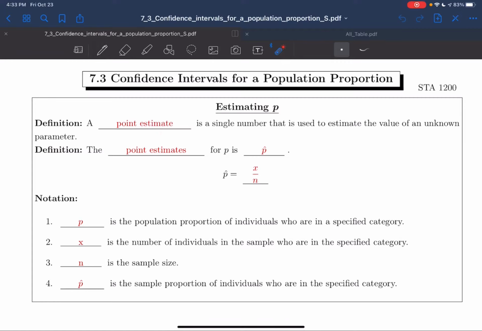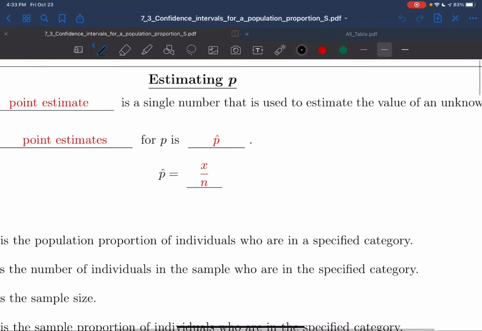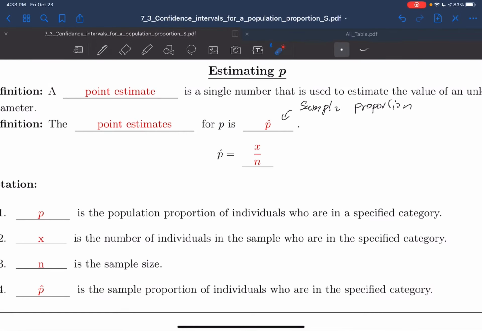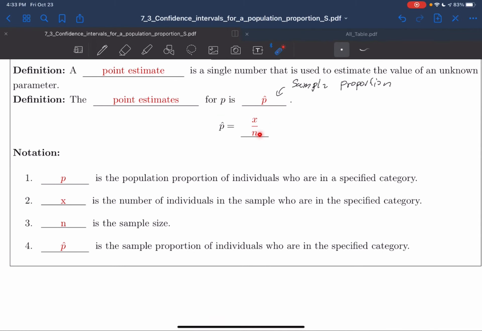So here, to estimate our population proportion p, we could use something called a point estimate. And again, a point estimate is a single number that is used to estimate the value of an unknown parameter. In this case, the point estimate for our population proportion p is going to be p hat, our sample proportion. And how do I compute this p hat? Well, it's just going to be x over n, where n is our sample size, and x is the number of individuals in the sample that we care about.